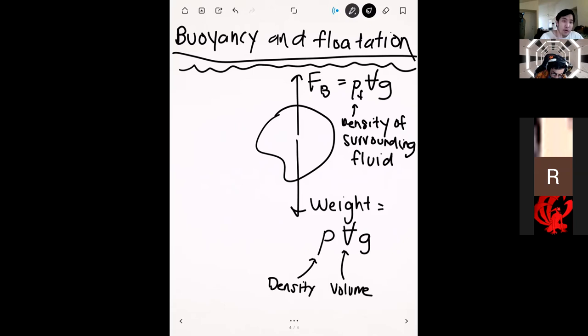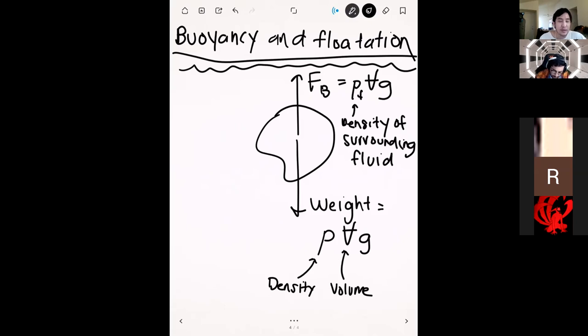But there will be a force that opposes this going in the opposite direction, and this will be the buoyant force. This buoyant force will be the density of the water, not the rock, multiplied by the volume of the rock times gravity. And that's basically all there is to buoyancy.